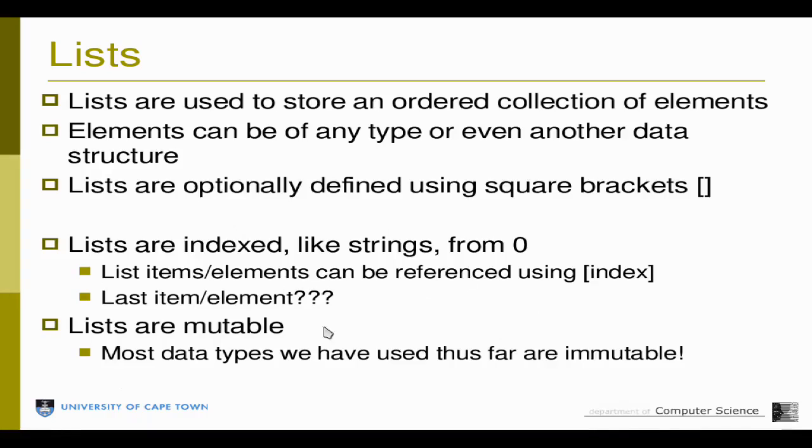And just like we did with strings, seeing as lists are sequences by nature, we can actually pull out the items that we're interested in from those lists by making use of indices, right? And so the indexing, just like with strings, starts from zero and ends where? The length of the list minus one, right? Or it ends at index minus one.